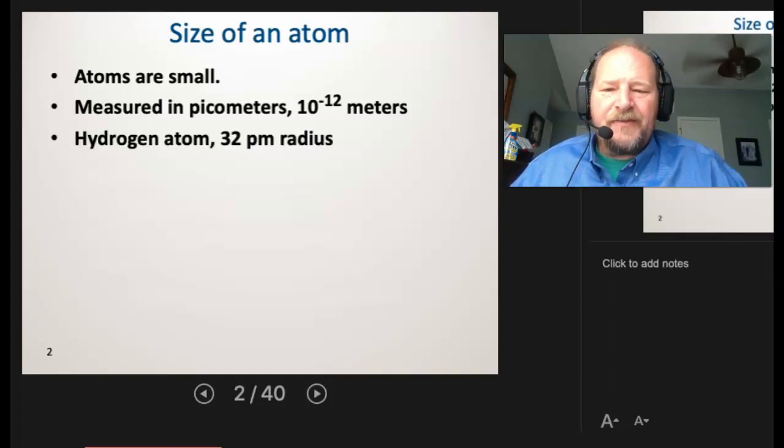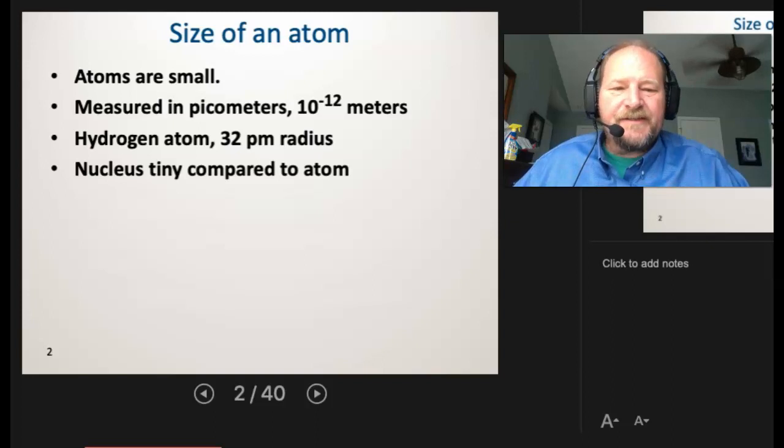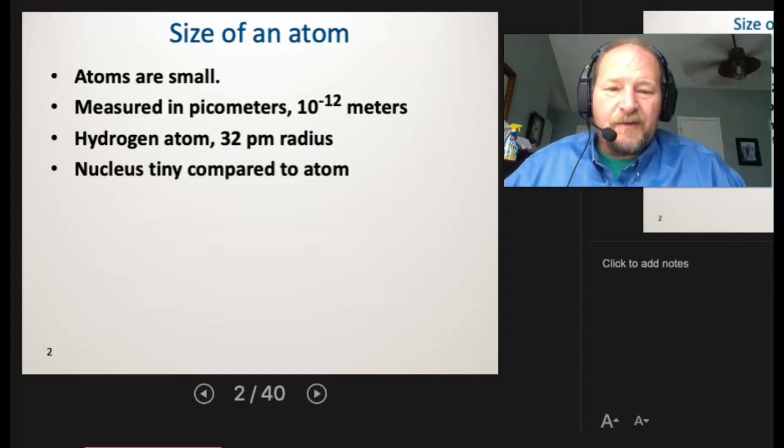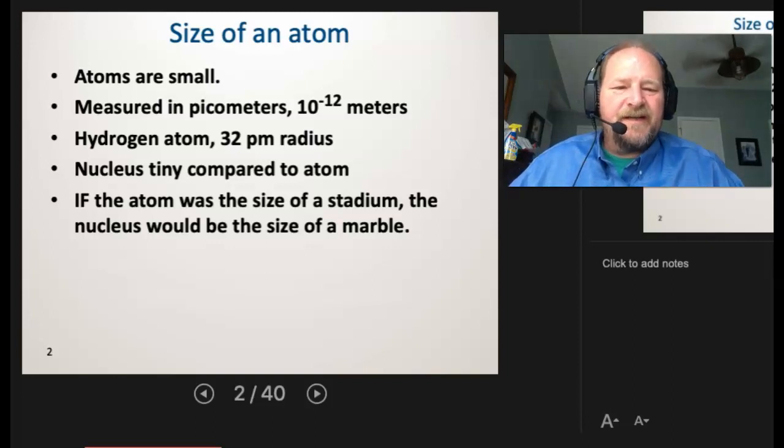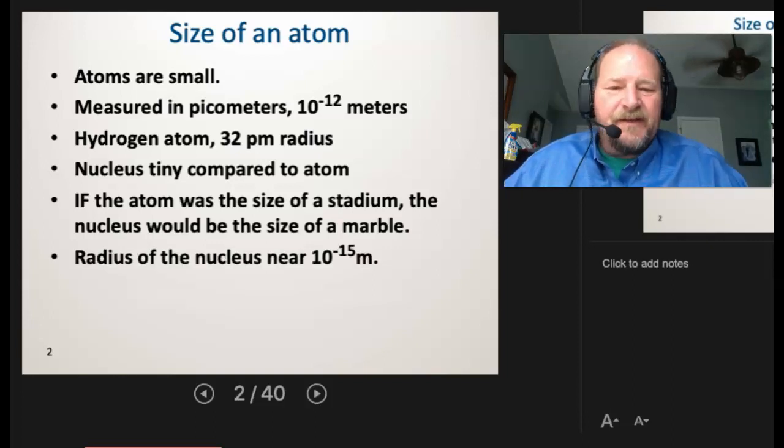The hydrogen atom is about 32 picometers in radius. Right now, remember, the nucleus is a dense positive center. So the nucleus is even way smaller than that. Again, we saw the masses. Now we're looking at distances, and you're going to go down another 3 powers or so, down to negative 15, roughly. If the atom was the size of a stadium, so if we think about a sports stadium, the nucleus would be the size of a marble, just to give you some sort of idea. So again, the radius of the nucleus is somewhere around 10 to the negative 15 meters.